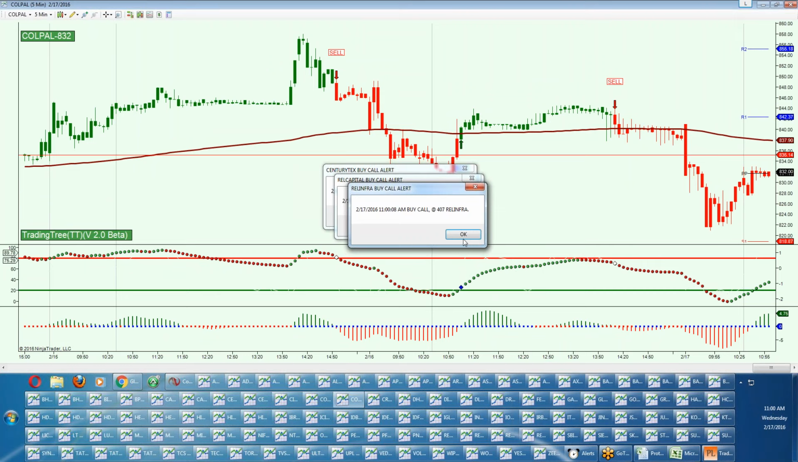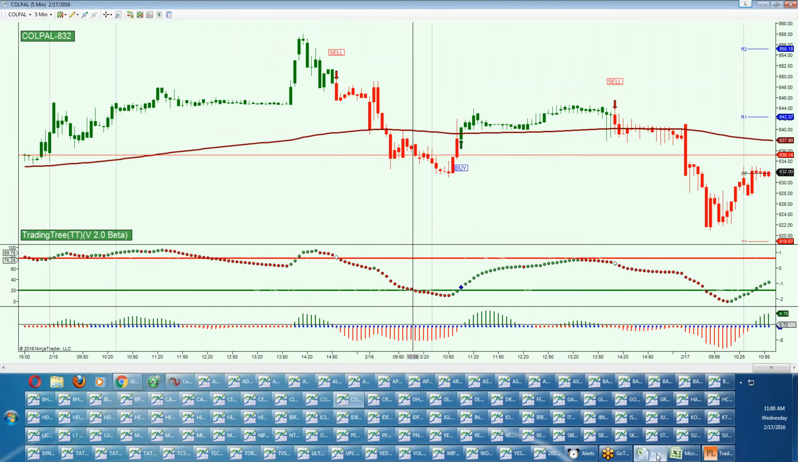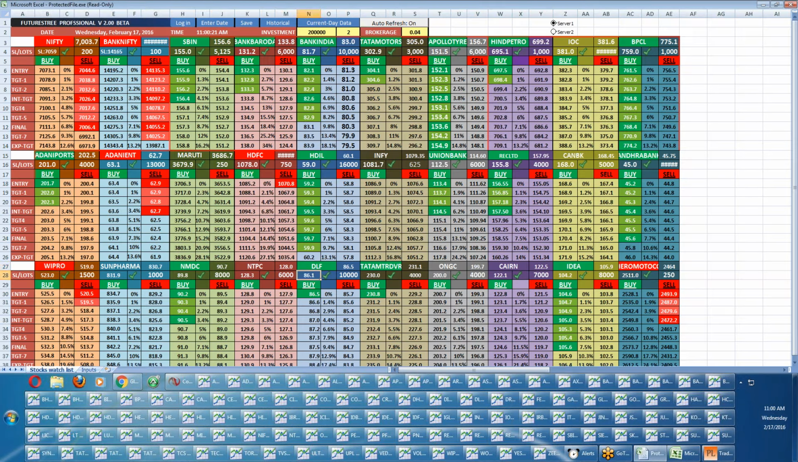Okay, we have Century buy, rel infra buy, TVS motor, SKS. So let me just add, Wipro has been flat, so I'll add rel cap. So 327.30 is your entry for rel cap. In place of Sun Pharma, let me add rel infra. 408.50 is the entry for rel infra.